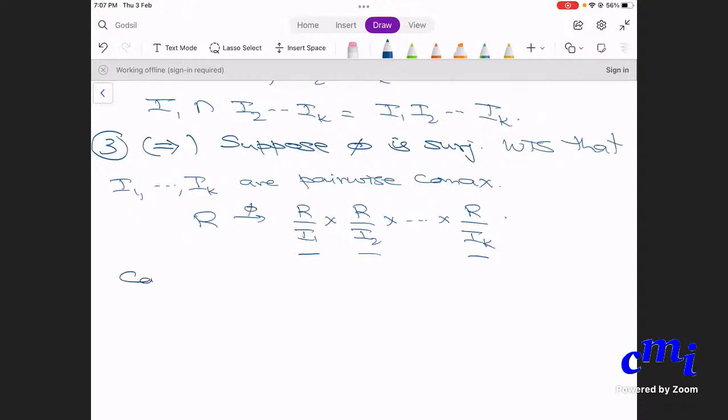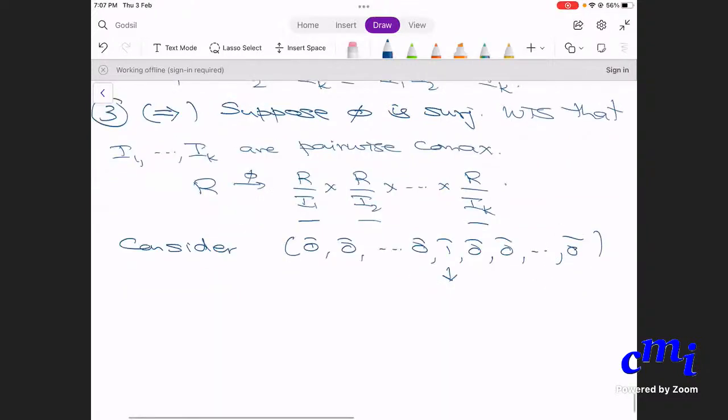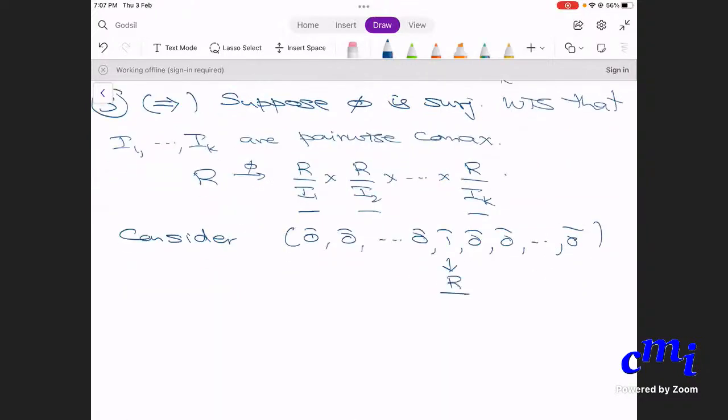So consider the element 0 bar, 0 bar, everywhere 0 bar except a single 1 bar. This is in the ith position, R mod I sub i. All the others are 0 except in R mod I sub i take 1 bar. So this is some element which belongs to the product of the rings R mod I1 cross R mod I2 up to R mod Ik.